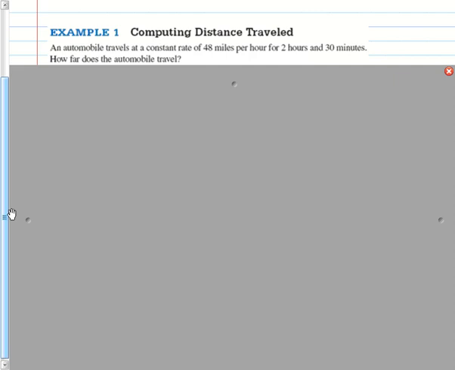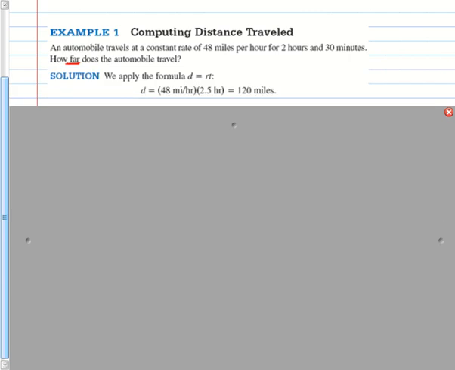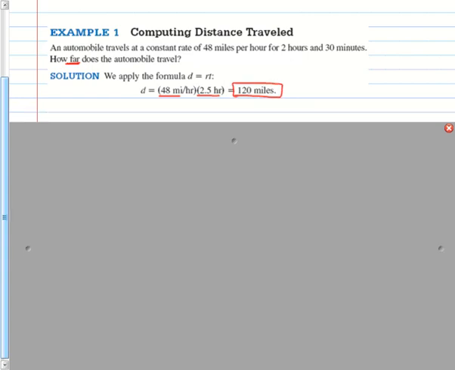We are going to use the same idea of objects moving to build our second idea in calculus. An automobile travels at a constant rate, so we're going to keep it constant right now, of 48 miles an hour. You do it for 2 hours and 30 minutes. How far does the automobile travel? What would you do to get the answer? 48 times 2.5. We know that distance is rate times time, so all we have to do is 48 times 2.5, and we figured out we have gone 120 miles.